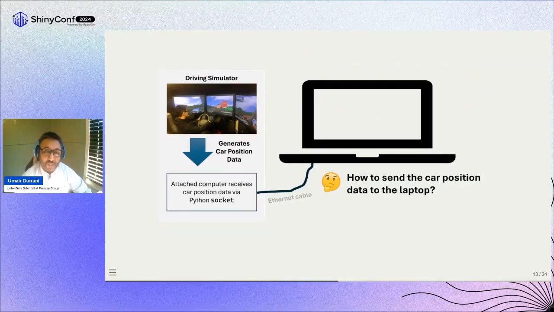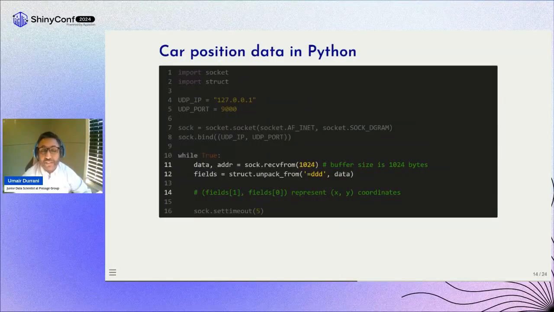So the first challenge here was, how do I get the car position data and then send it to the laptop where I will be running the Shiny app? Remember, the data is generated from the simulator and received by Python. So I can attach an Ethernet cable, and this is how the car position data is generated and received in Python. The main thing to look at is this fields object. The fields object represents the x and y coordinates of the car position.